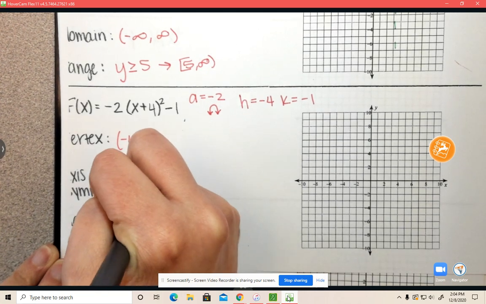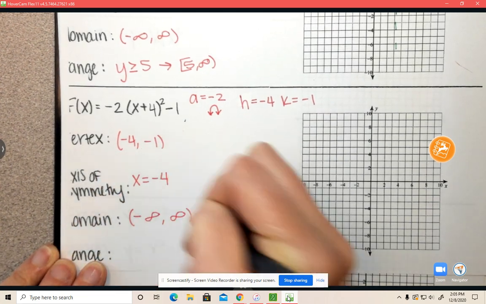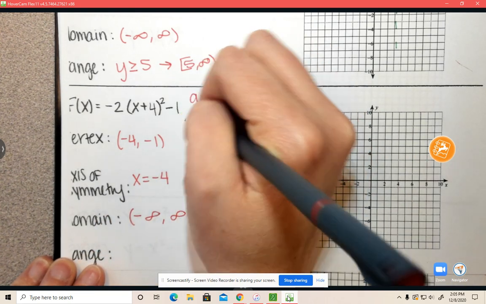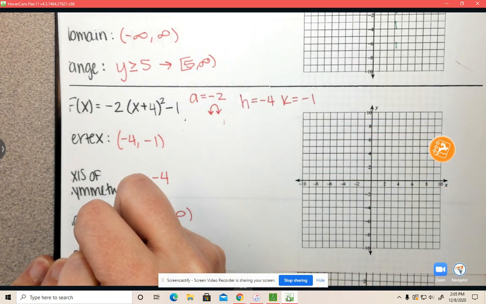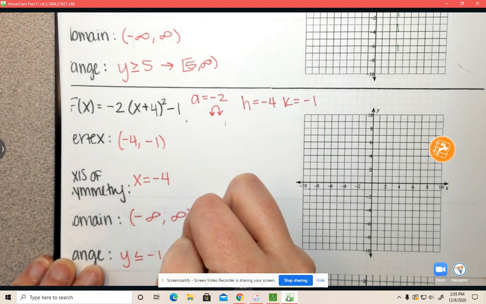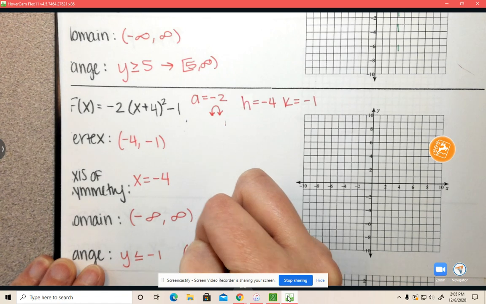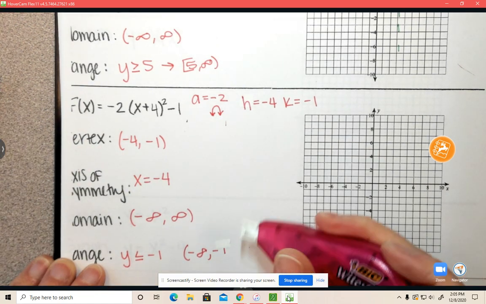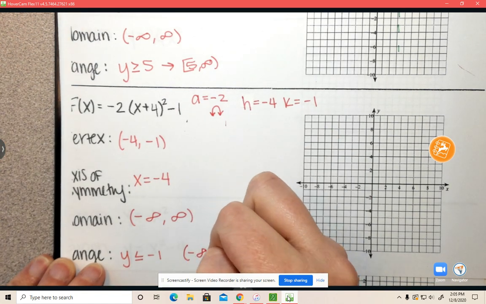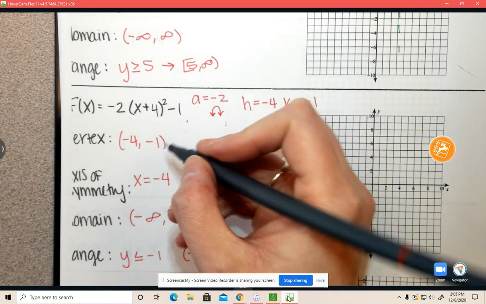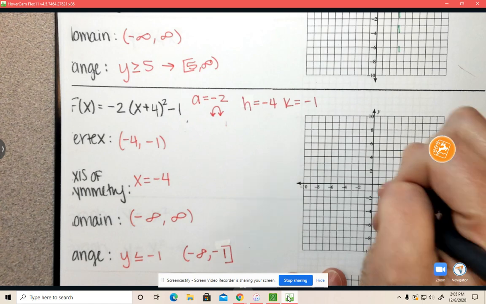Our domain is all real numbers. And our range is, let's see, so it opens down. So it's going to be, remember, y is less than or equal to -1. So that's negative infinity, comma, -1. I don't know why I was about to write a 7 there, but that doesn't make any sense. So -1 and the bracket. Okay? Now let's graph it. We're going to find our vertex. So -4, -1.